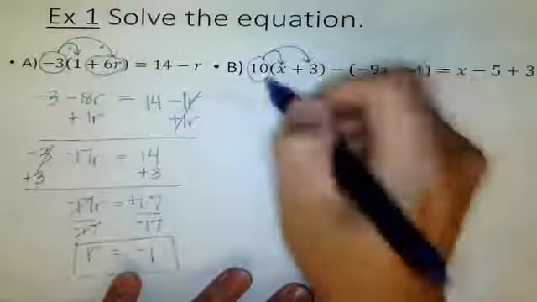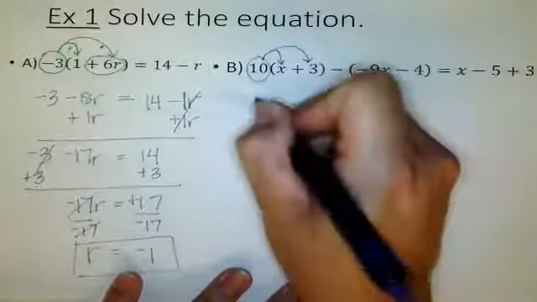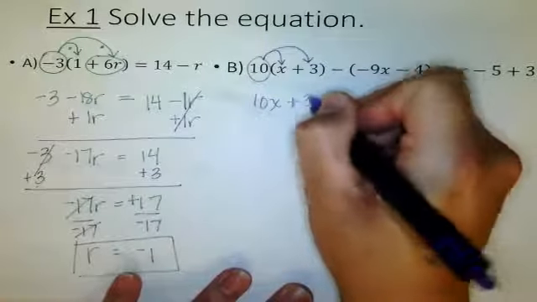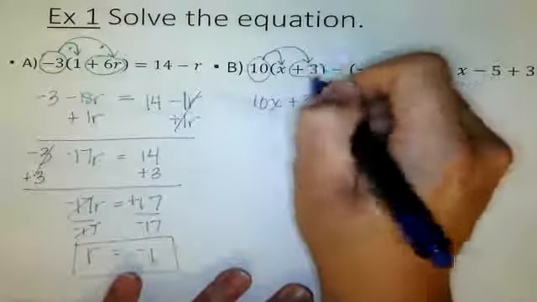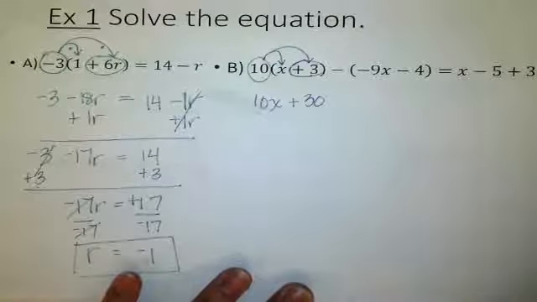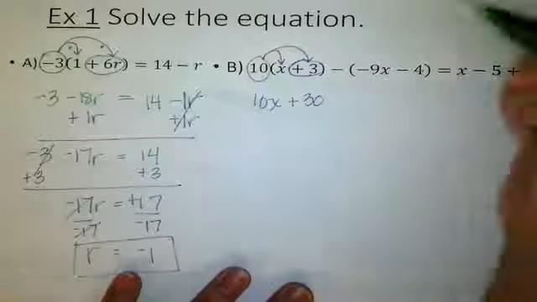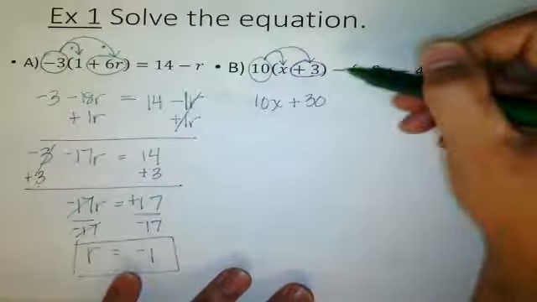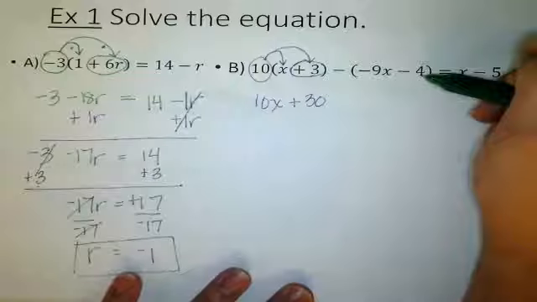Multiply that in there. 10 times x is 10x. 10 times 3 is positive 30. We want to make sure we have a sign in there. Positive 30. All right, what else do we need to do? The negative 1. Good, I heard that. Distribute the negative 1. Yeah, we have a negative sign out in front of a grouping symbol.